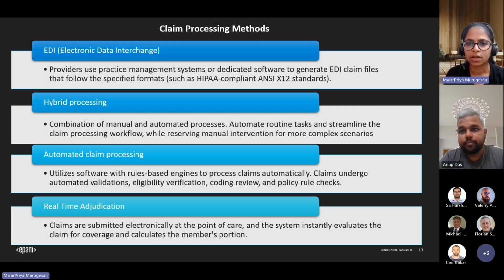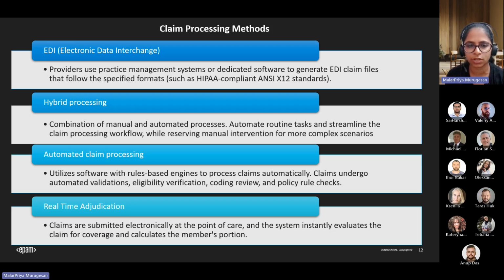Thank you, Anup. So, when it comes to claim processing, historically, paper claims, that is manual claim processing, was the primary method in claim submission. We all know that, right? But nowadays, very few companies are using manual claim processing. It is more of EDI, electronic data interchange, which is what I was talking about in the first slide, right? EDI X12 837, 835 messages. So EDI is the main claim processing method where the claims are processed electronically.